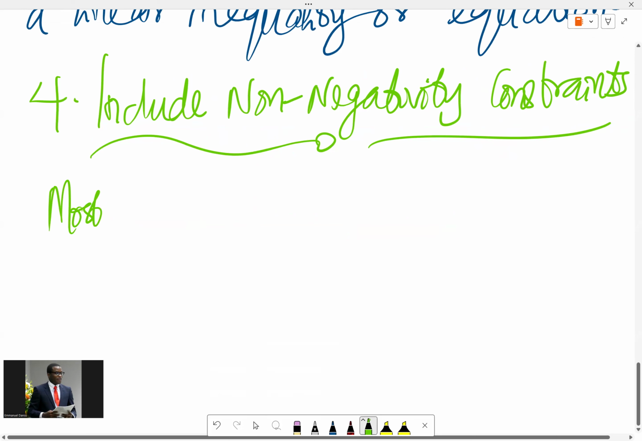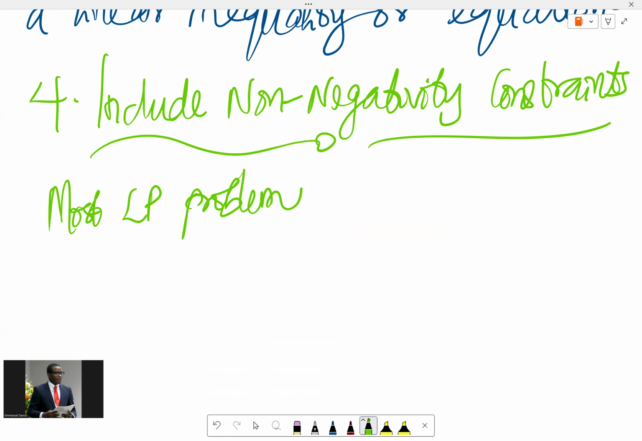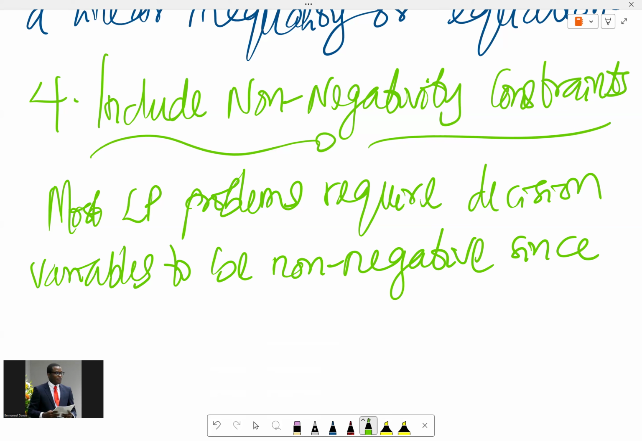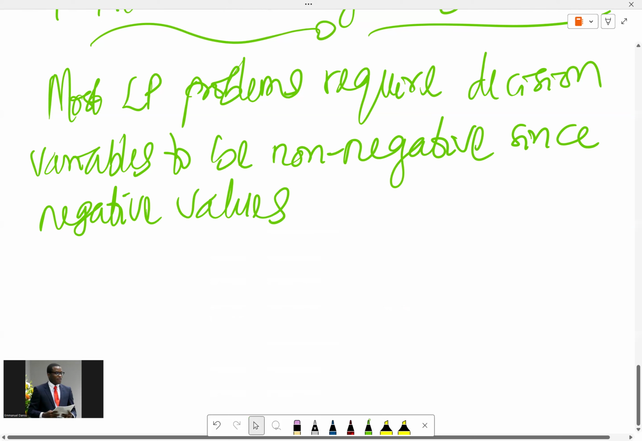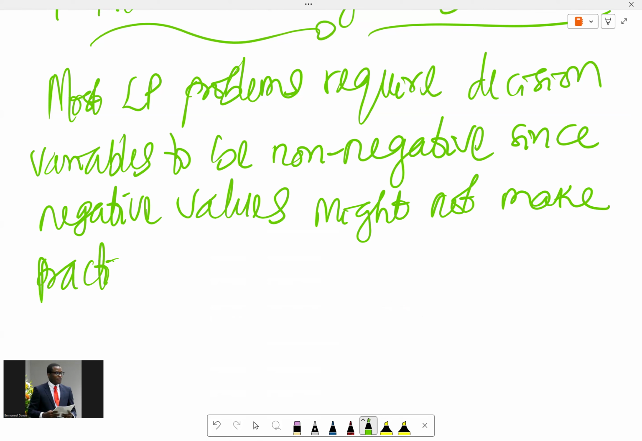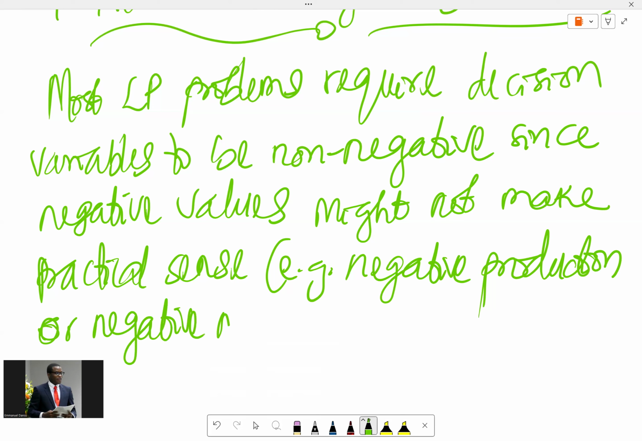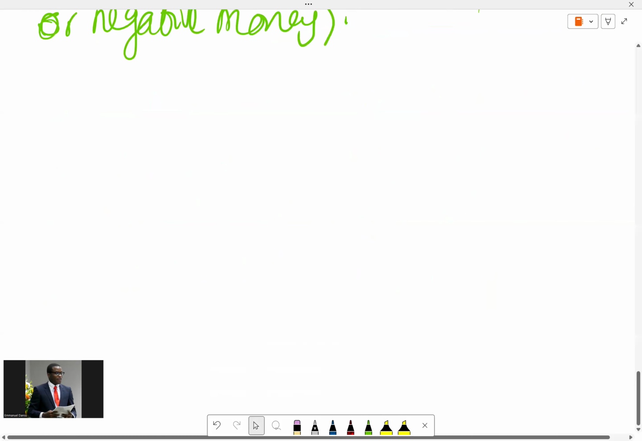So most, not all, LP problems require decision variables to be non-negative, since negative values might not make practical sense, for example negative production or negative money. Okay. Now that takes us to some examples.